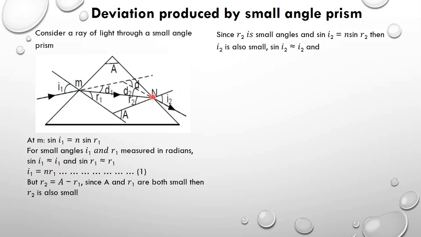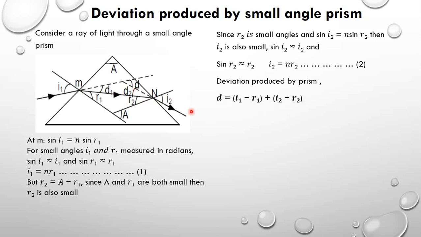And so when we apply Snell's law here, we shall have N sine of R2 is equal to sine of I2, and therefore I2 is equal to N R2. So the deviation is going to be D, which is D1 plus D2, and then we know that D1 is I1 minus R1, and D2 is I2 minus R2.